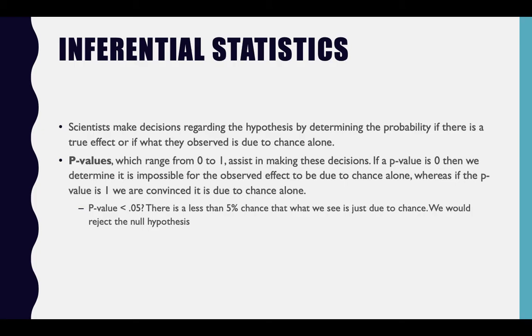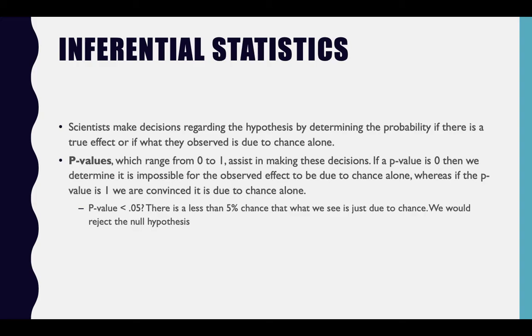Scientists will make decisions about the hypothesis by determining the probability if there is a true effect, or if what they observed is due to chance alone. You'll hear about this a lot if you go into science and such. You'll hear about p-values. Everyone wants to use a dang p-value. They range from 0 to 1, and they assist in making these decisions. If a p-value is 0, then we determine it's impossible for the observed effect to be due to chance alone. If it's 1, it's due to chance alone.